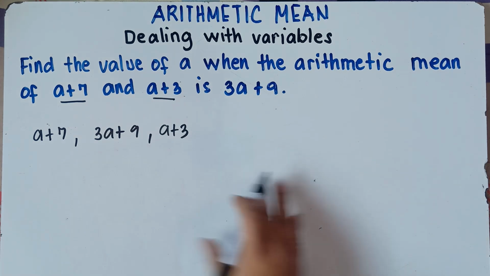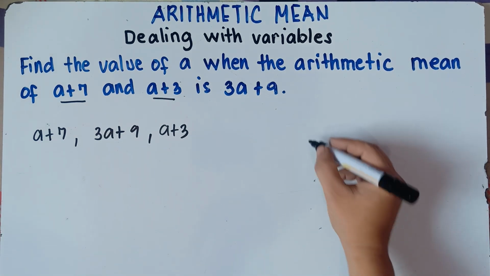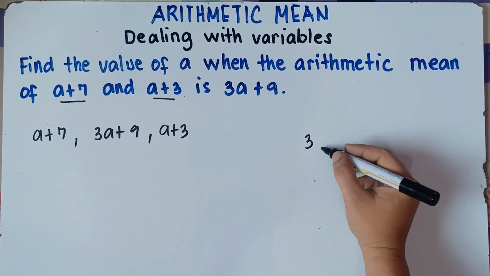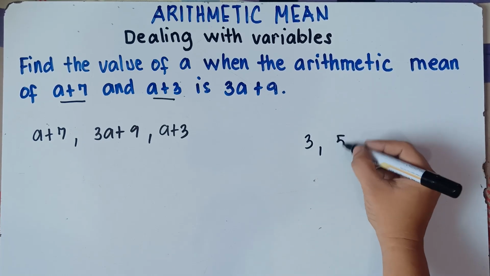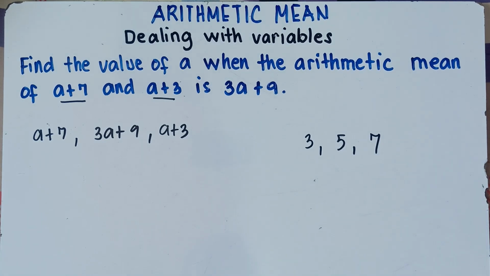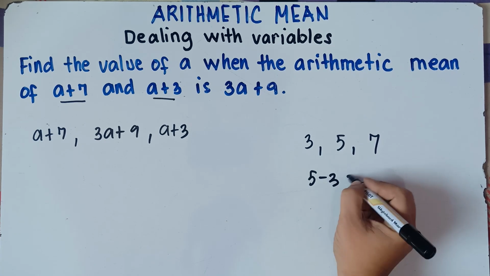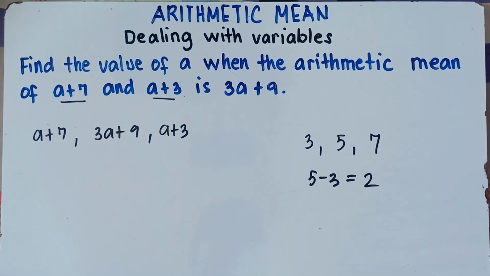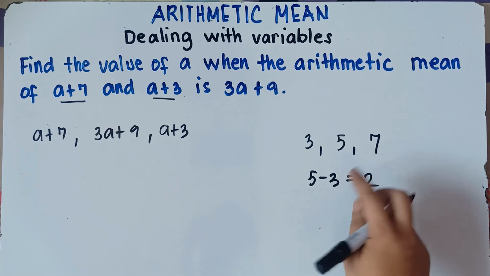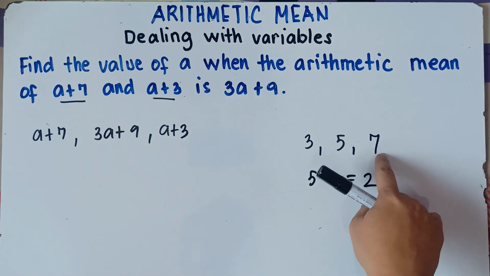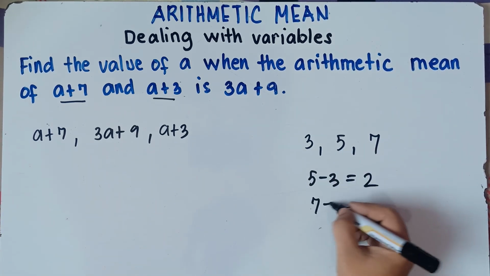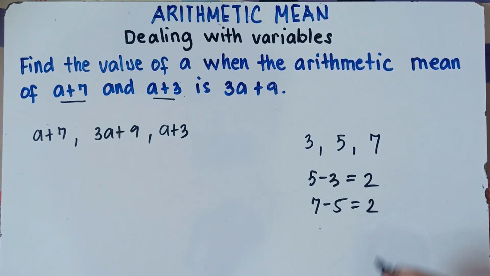Before we find the value of a, I will give you an example. Let's have numbers first: 3, 5, and then 7. To get the common difference, we simply subtract the first term from the second term. 5 minus 3, the common difference is 2. And then 7 minus 5, subtracting the second term from the third term, the common difference is also 2.